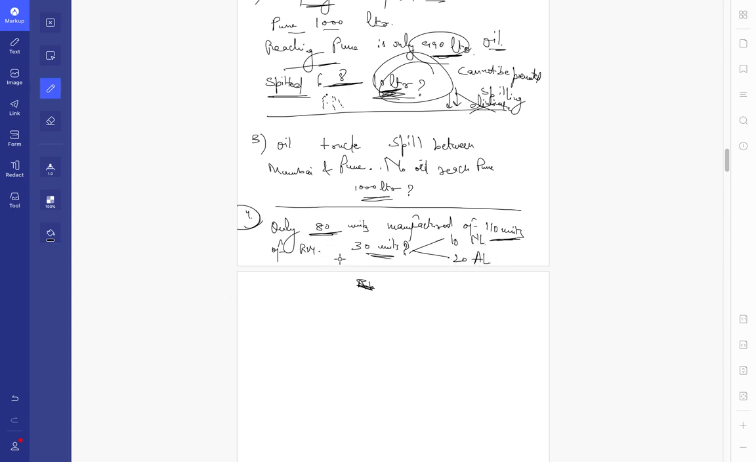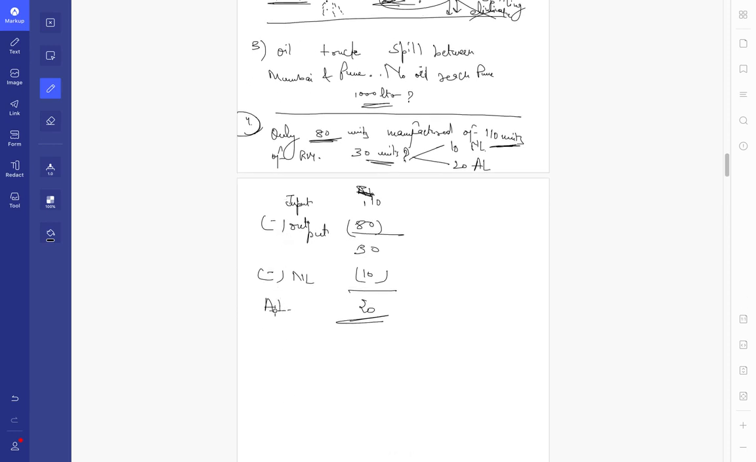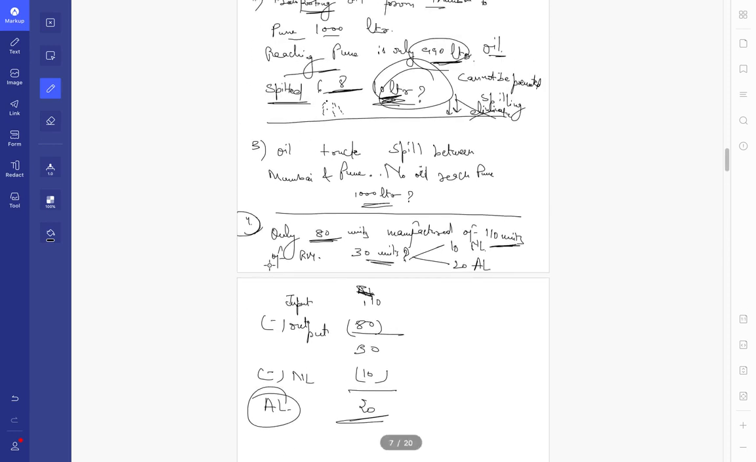So we are able to derive a formula that would be input minus output. Let's say input is 110, output is 80 units, that leaves us with 30. Then what is the normal loss? That would be 10 again, leaving us 20, which gives us abnormal loss. So this becomes the formula of abnormal loss: input minus output minus normal loss is equal to abnormal loss.